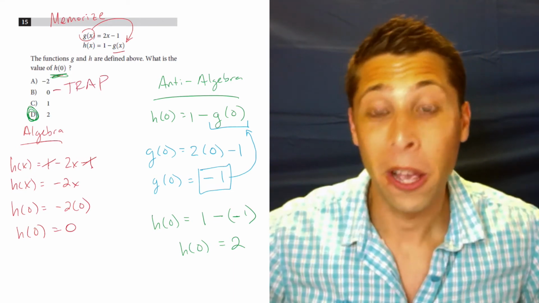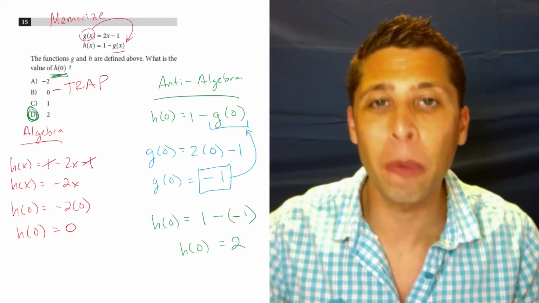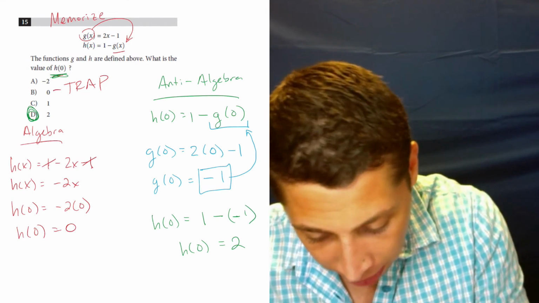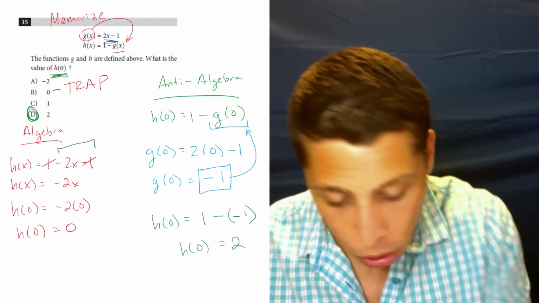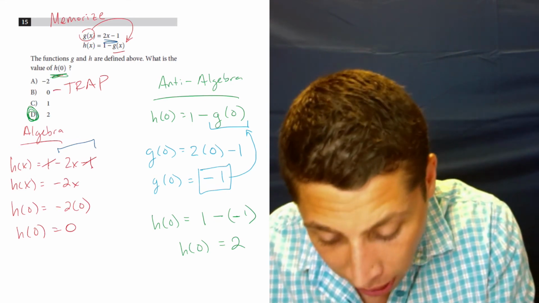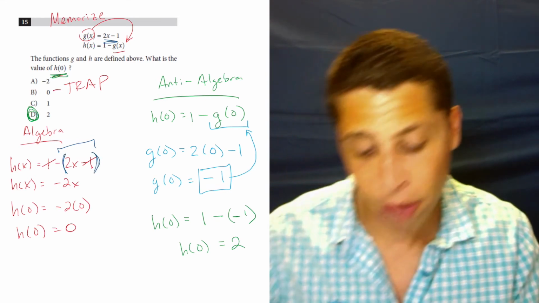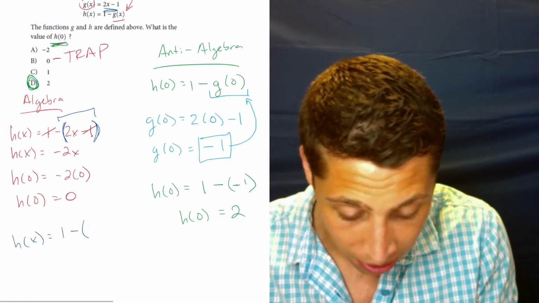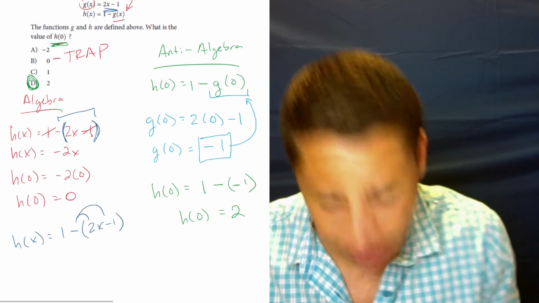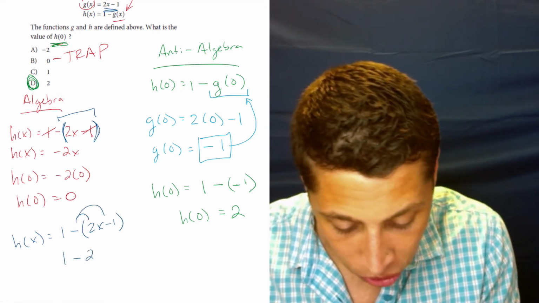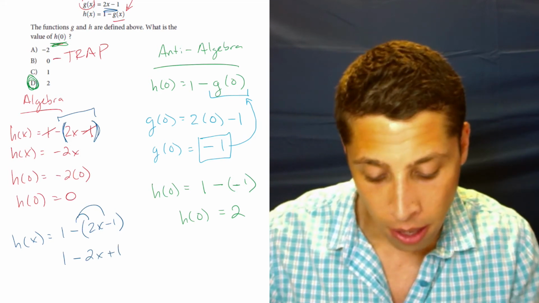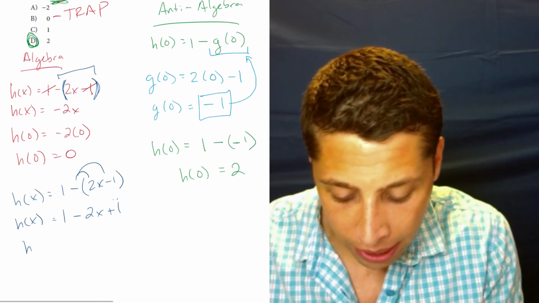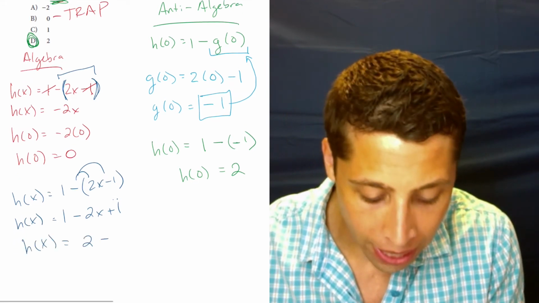What did we do wrong? Well, because we thought too much about algebra, we made a classic algebra mistake. We didn't distribute a negative. At this point, right here, when I substituted 2x minus 1 into this equation, I should have put parentheses around it. Because what that's going to mean is that when I do h of x equals 1 minus 2x minus 1, that negative gets distributed. And I end up with 1 minus 2x plus 1. That allows these two ones to combine to get me 2 minus 2x.